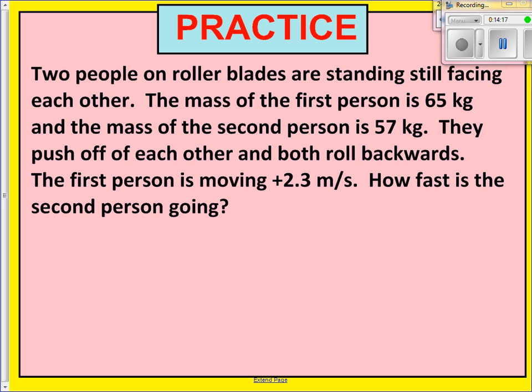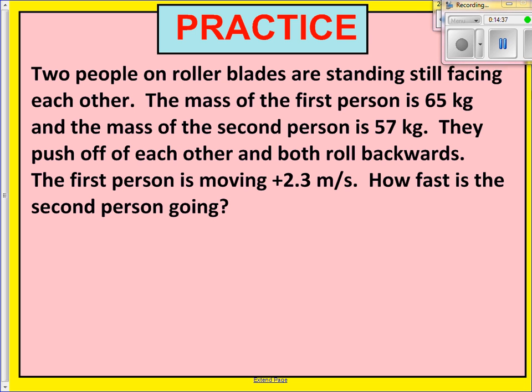Let's look at problem number 2. Two people on rollerblades are standing still facing each other. The mass of the first person is 65 kilograms, and the mass of the second person is 57 kilograms. They push off of each other and both roll backwards. The first person is moving a positive 2.3 meters per second. How fast is the second person going?